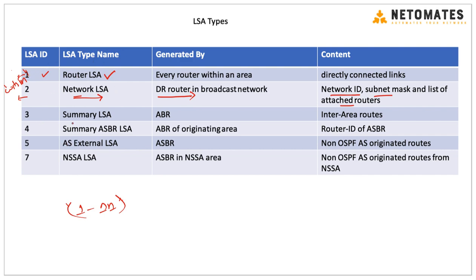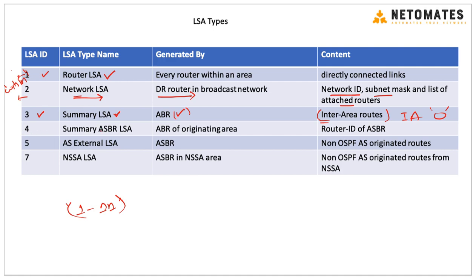Okay. And the next one is type 3 summary LSA. This is basically about inter-area routes. Who will generate these LSAs? The area border router, because the area border router is the bridge between different areas. The responsibility of the ABR is to generate summary LSAs so that every area will learn about the routes of different areas. Those are inter-area routes.